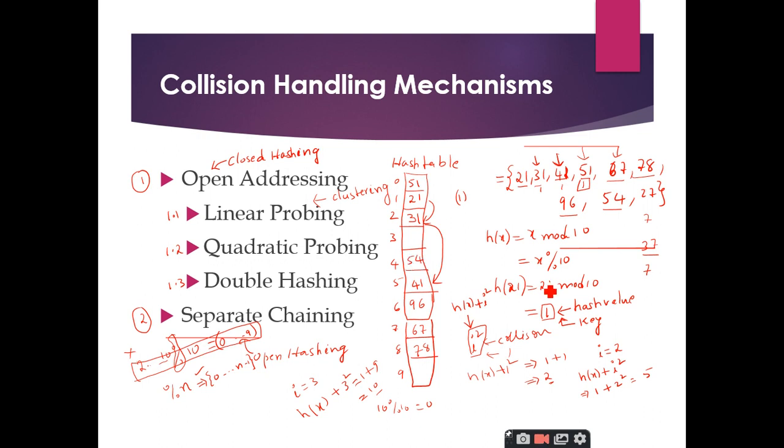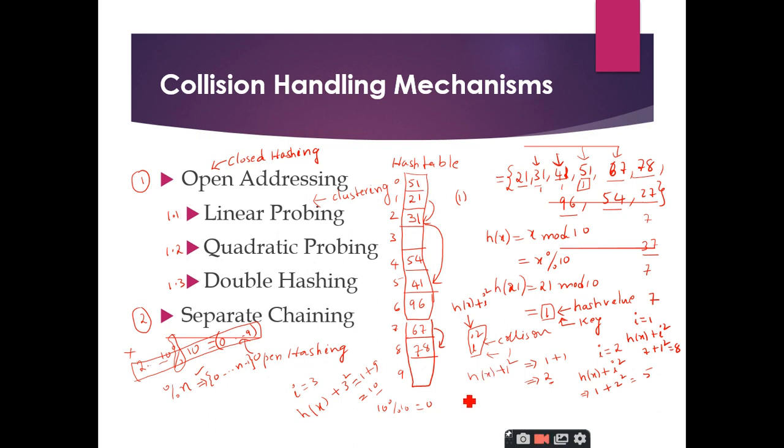27, now tell me, what is the hash key? 7, sir. The hash key is 7, right? But the 7 has been occupied by another element. So I got the first collision, i is equal to 1. Therefore I apply the formula h of x plus i square. Here it is 7 plus 1 square, that is equal to 8. So I should probe the 8th element, right? But it is also occupied.